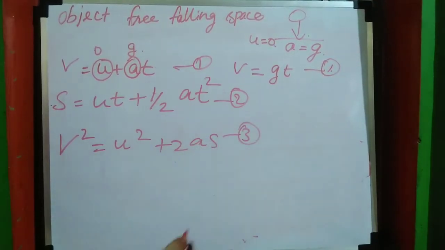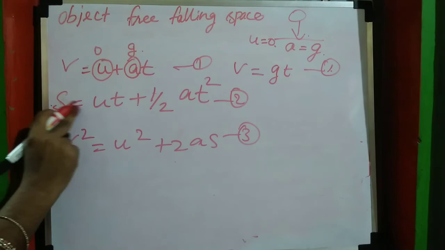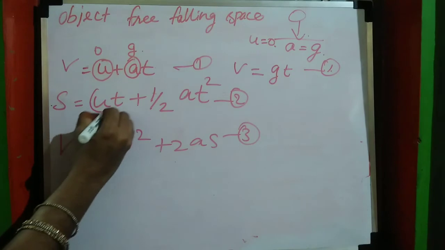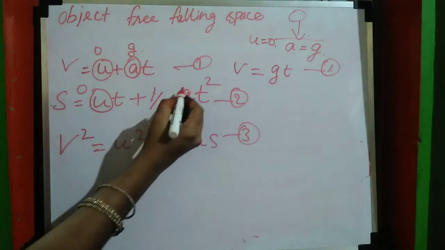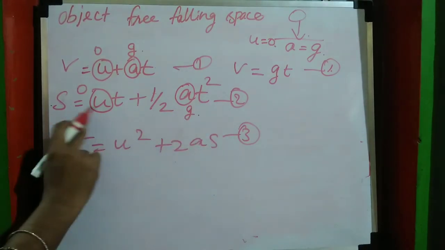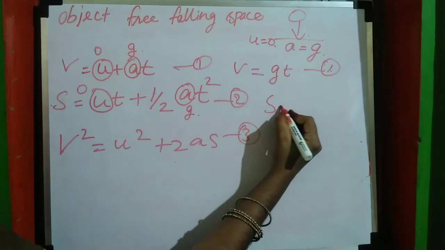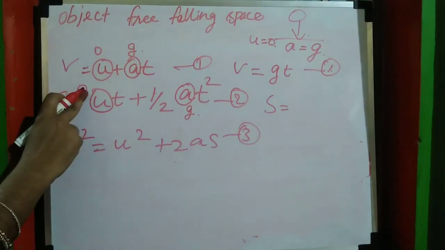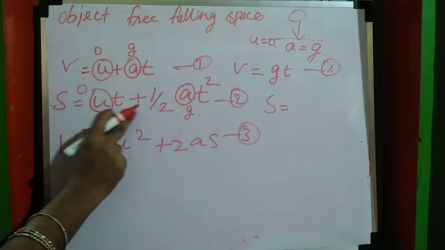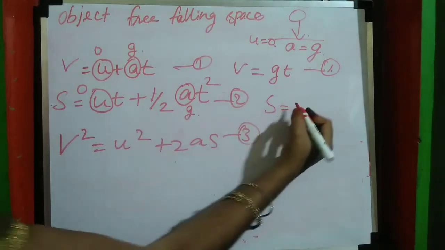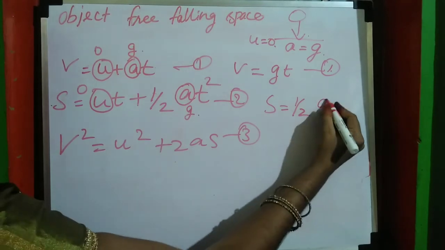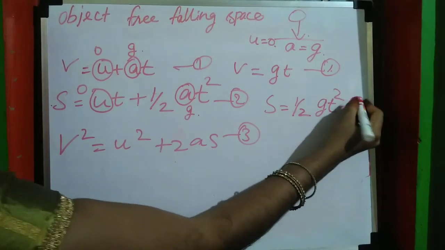So that is the first equation. And see the second equation. S is equal to ut plus half at square. The initial velocity u is 0, and replace the acceleration value a with g. Now write this equation. S is equal to initial velocity 0, so 0 into t is 0. So this whole term is cancelled, and the remaining value is half g into t square. This is the second equation.